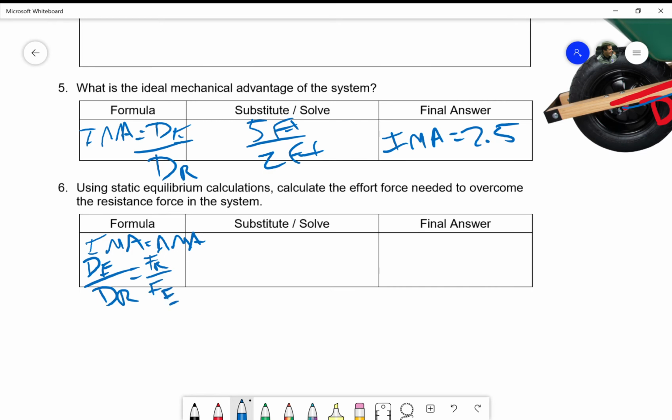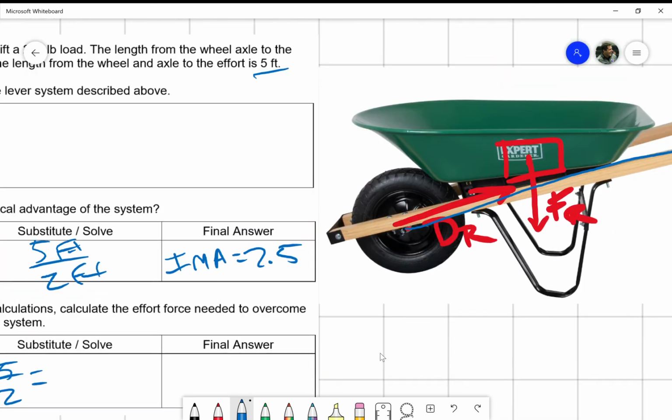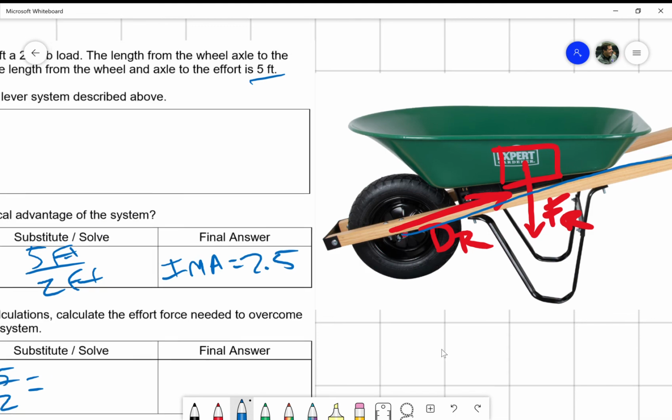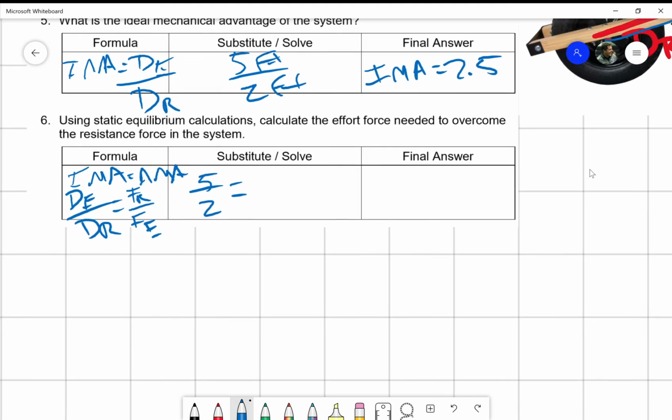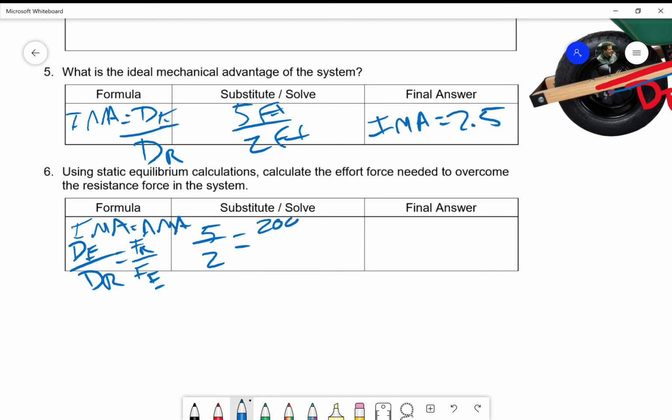Now we can substitute it in. You could replace this whole thing with 2.5, but I like to do the extra step. So I'm going to put my dE, 5 feet, over my dR, 2 feet, and that's equal to my AMA, which is my resistance force, what's actually going to get lifted, our 200 pounds, over what we're looking for, which is our effort force.